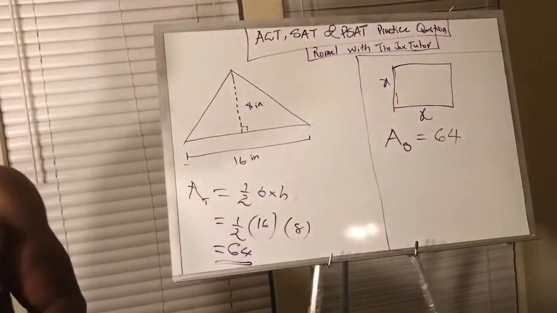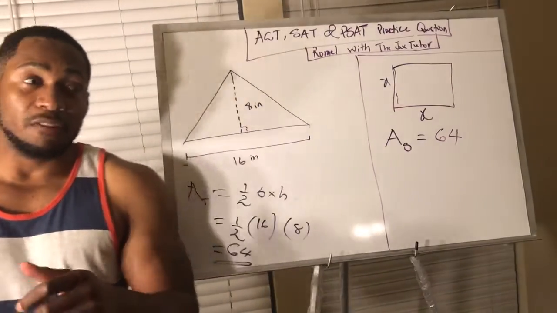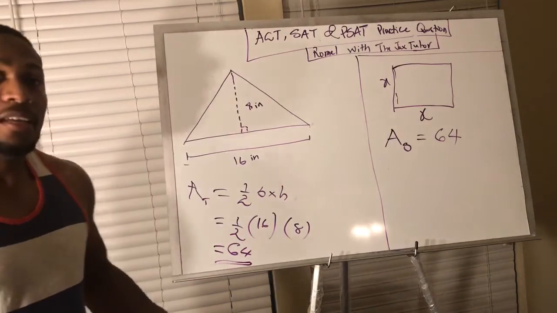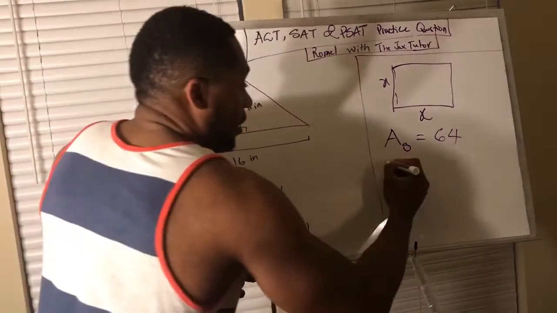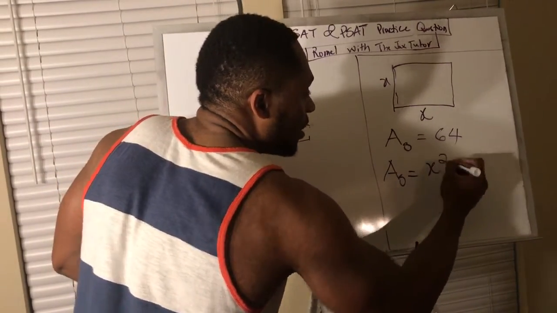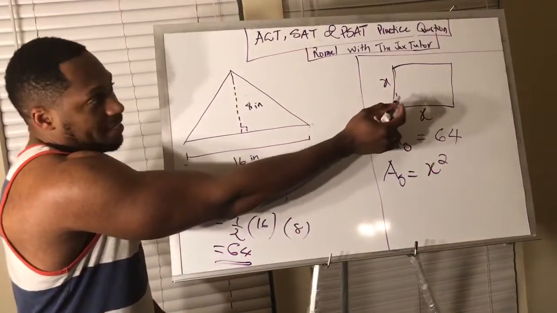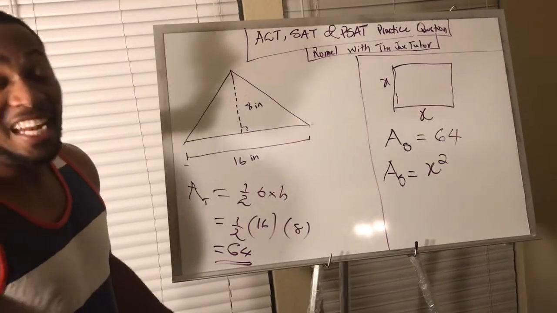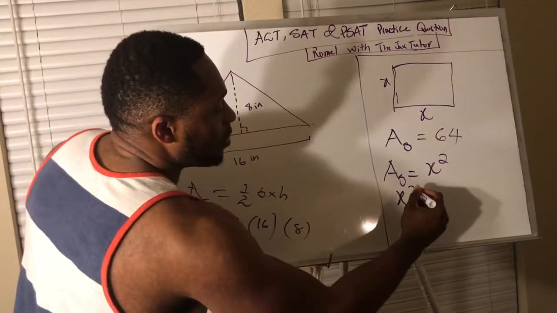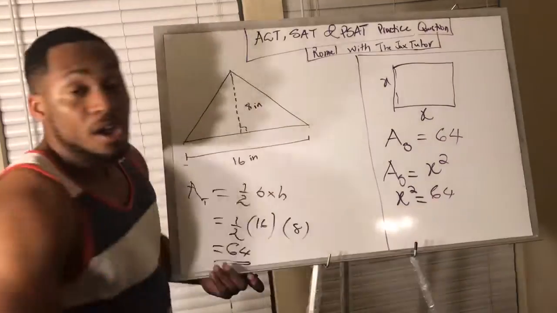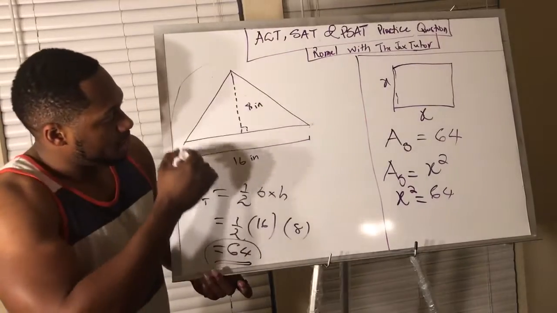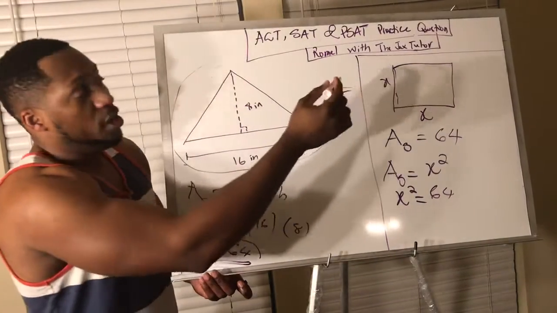So if the area of the square is equal to 64, we just need the formula for the area of a square, so we can find the dimension of the sides. The area of a square is equal to the side squared. We call the sides x here. We could have called it potato, we could have called it anything. So x squared is equal to 64. We already know that because the area of this triangle is equal to the area of the square.